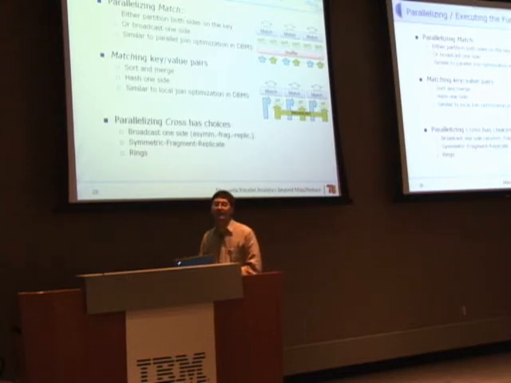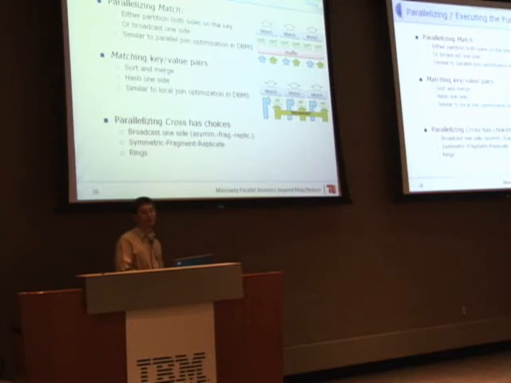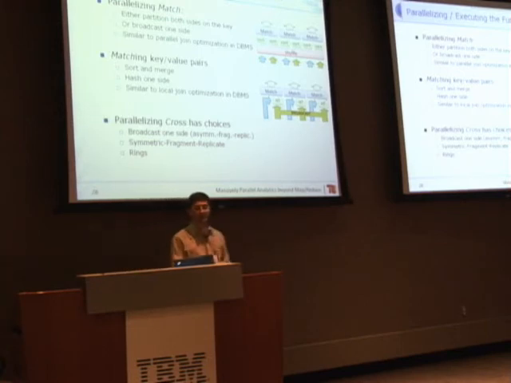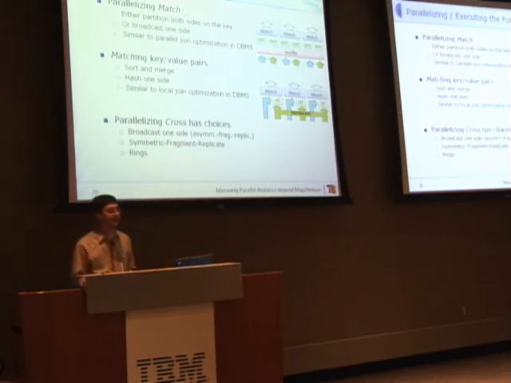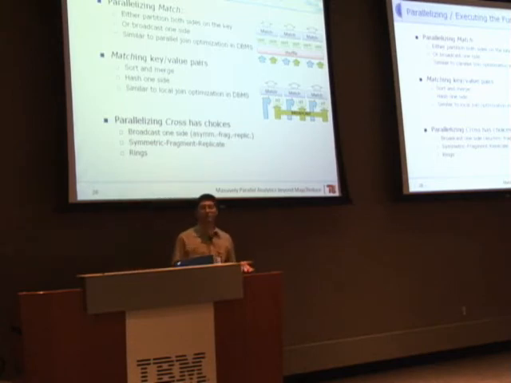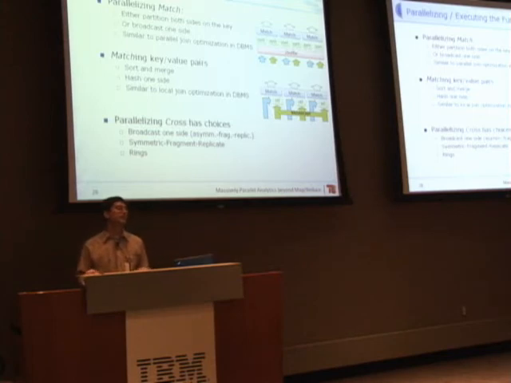So then executing the functions for match, there's choices. Those choices are familiar to any of you from database optimization or runtime, right? I'm sure DB2 does several of those strategies here as well and chooses them in the optimizer. So parallelizing match, you can either partition both sides on the key, or you broadcast one side, which is similar to parallel join optimization in the database. Or you could do a sort and merge and hash on one side, which are choices that are similar to the local join optimization in the database.